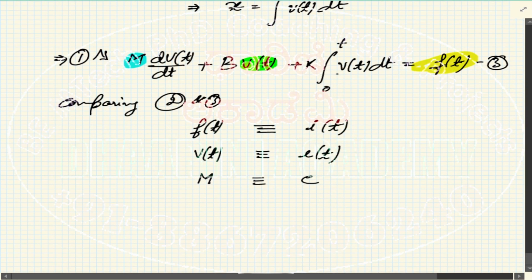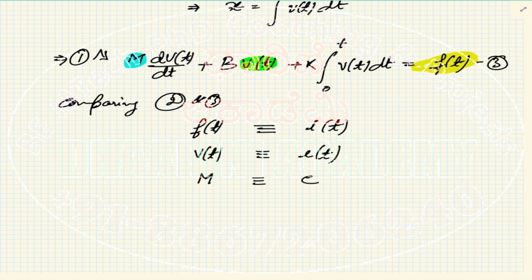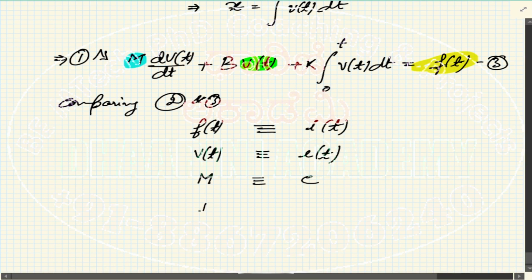We'll write the other terms. I can see that B is equivalent to 1 by resistance, and K is equivalent to 1 by L. So these are the equivalents which we can derive from this particular kind of network.